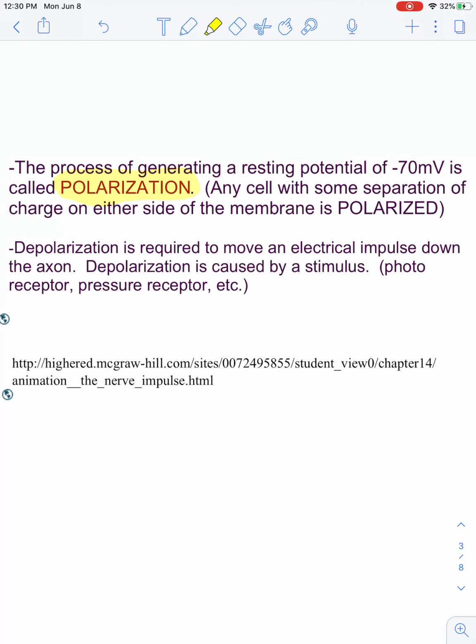So if we're going to take that neuron and take it from its resting negative 70 millivolts and actually conduct electricity through it, that process is called depolarization, which means we have to move away from the negative 70 millivolts. That is required to move an electrical impulse down the axon. Depolarization, this is important, is caused by a stimulus. So how do we get that?